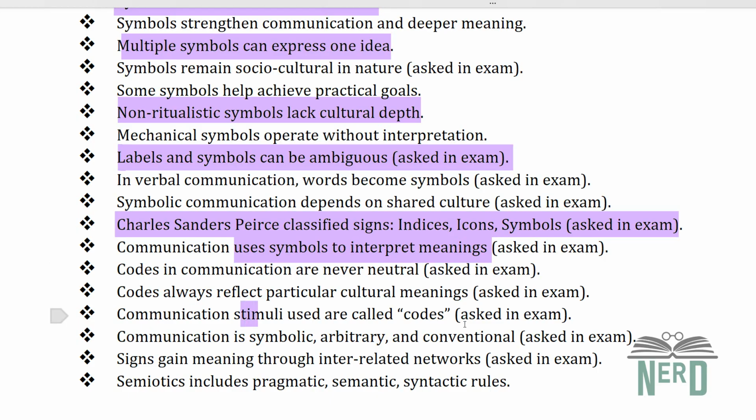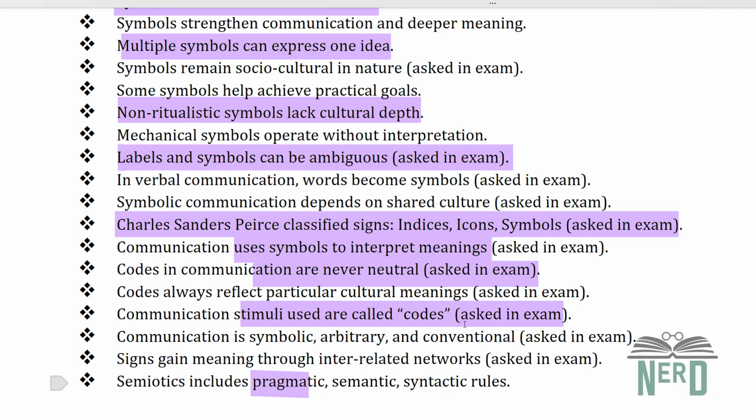We use a set of symbolic systems called codes to send messages. The term codes refers to the communication stimuli that help us convey meaning, and this definition has appeared in exam. These codes are never fully neutral. They always carry meanings and reflect certain perspectives. This idea that codes are never neutral has been asked in exam as well. Semiotics also explains that signs gain meaning not on their own but through a network of relationships. Another detail that has been tested: a word gains meaning because of the words around it, the context, and the cultural expectations.